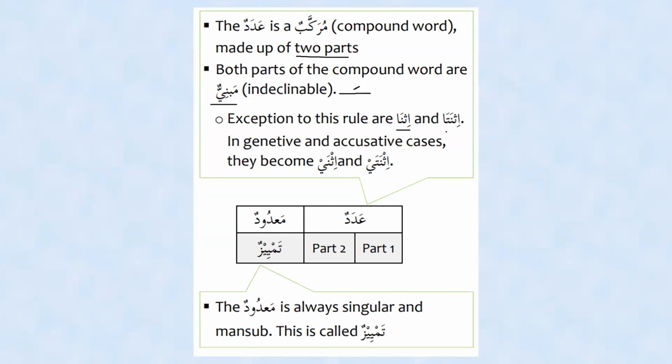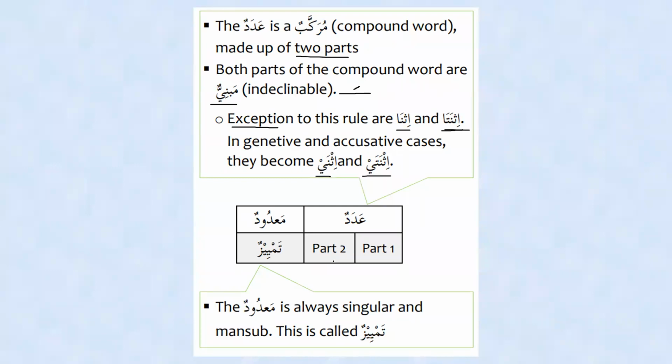So if for some reason it is used as mansub, it will be ithnai, and for the feminine, it will be ithnatai. And similarly, if it is majroor, it will be ithnai and ithnatai. So these two are declinable. These two, ithna and ithnata, are exceptions. So number 12 is basically an exception to the rule. However, 11 and 13 to 19 are mabniyun al-fath. So in the genitive case and in the accusative case, they will be ithnai and ithnatai.